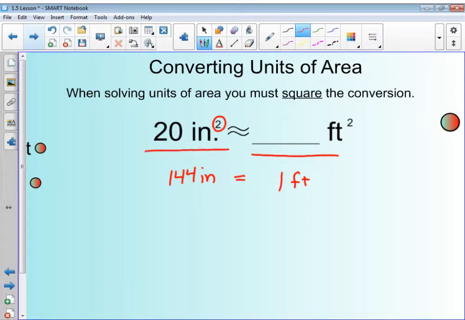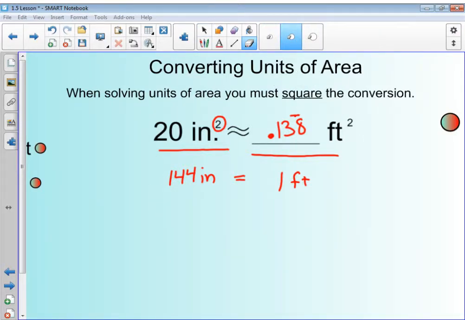Now I get to go back to doing what I was doing yesterday, and I'm going to cross multiply divide. So 1 times 20 is going to give me 20, and in this sample we're actually going to end up with a really small number. So 20 divided by 144 is going to give me 0.138 repeating. So we'll just go ahead and write it out like this. Okay, so 20 inches squared is the same as 0.138 feet squared. Okay, so let's go ahead and try another one.